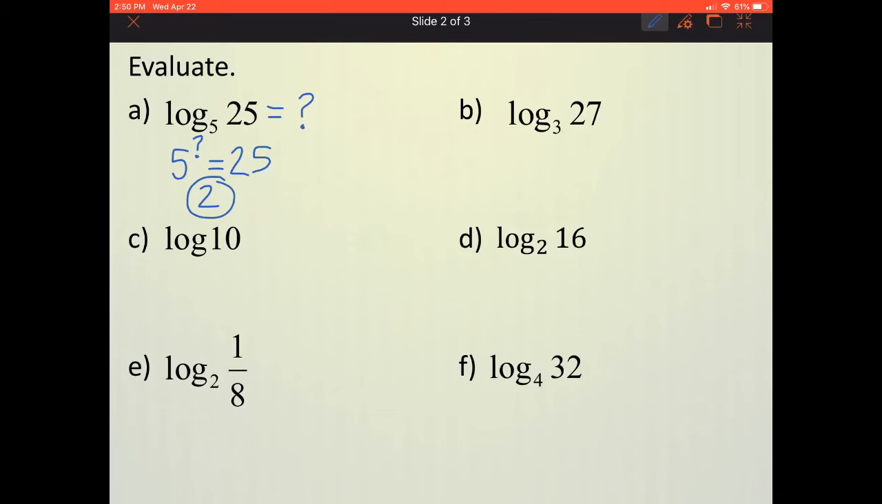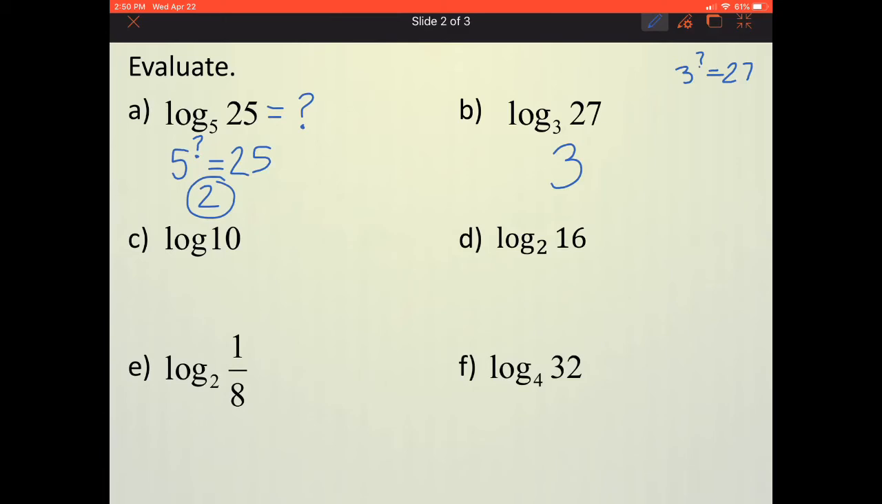So for example B, again, I don't know what this log is, so we're going to ask ourselves, and I'll put it over here to the side, 3 to what power is 27? Well, 3 to the third power is 27. And notice I can find that answer very quickly without having to use my calculator. If you wanted to, I will show you how to do that.